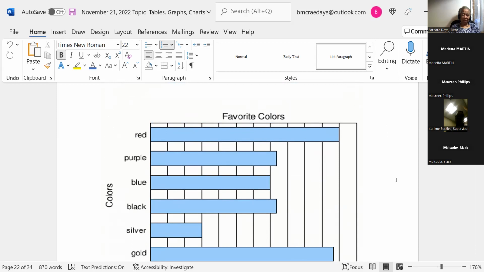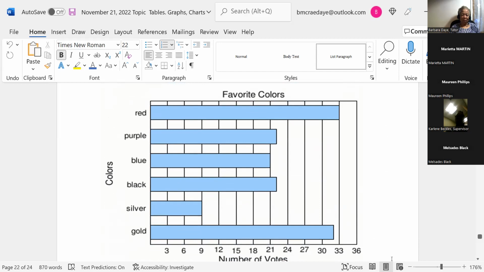No, you've got to do the amounts. The number of votes is on the horizontal, so you have to read the numbers. We got 33. Add them up and give me a total. No, just add them up and give me a total.